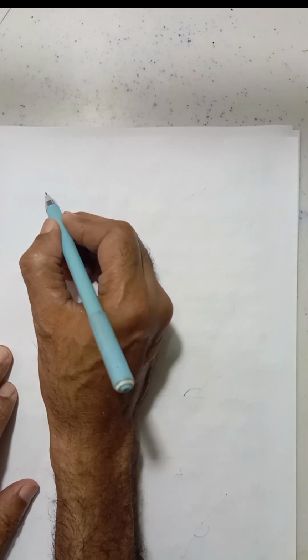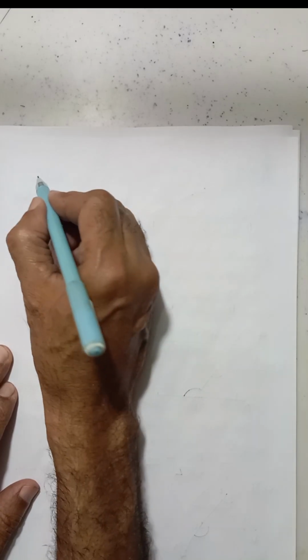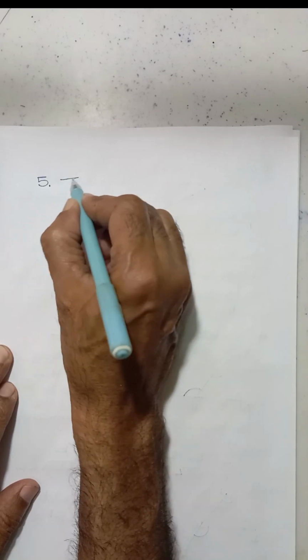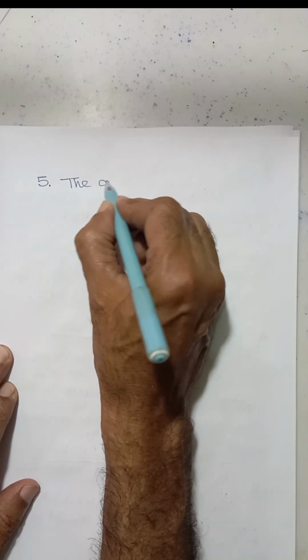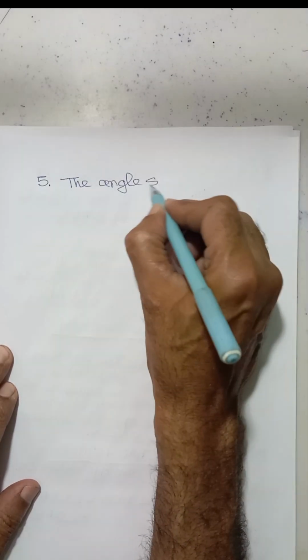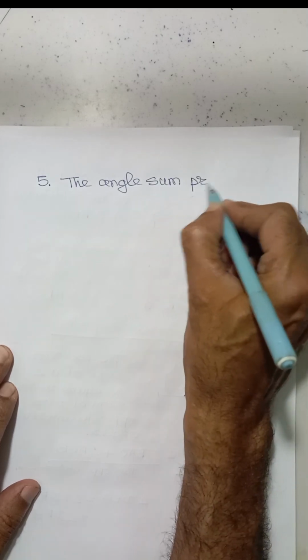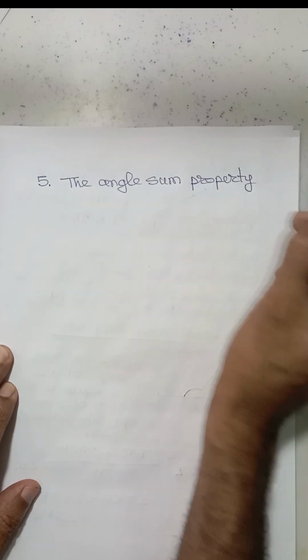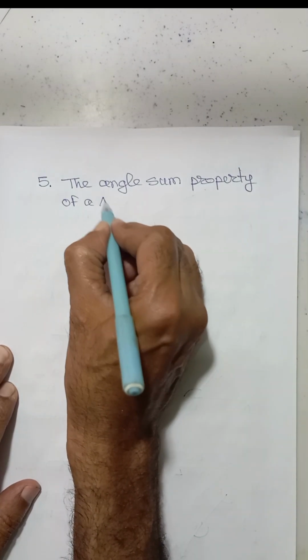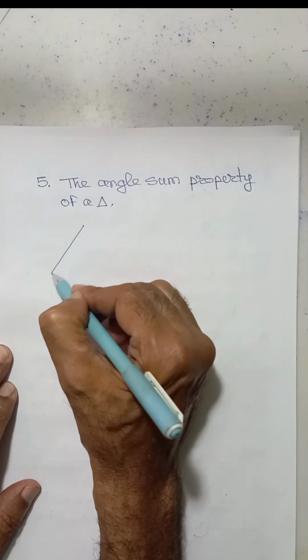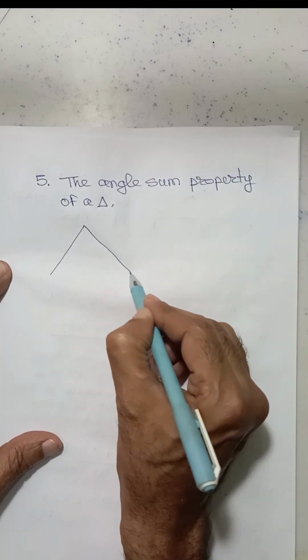Now, this was 4th, we are going to a new point, that is the 5th, the angle sum property of a triangle. Now suppose guys, this is ABC as a triangle.